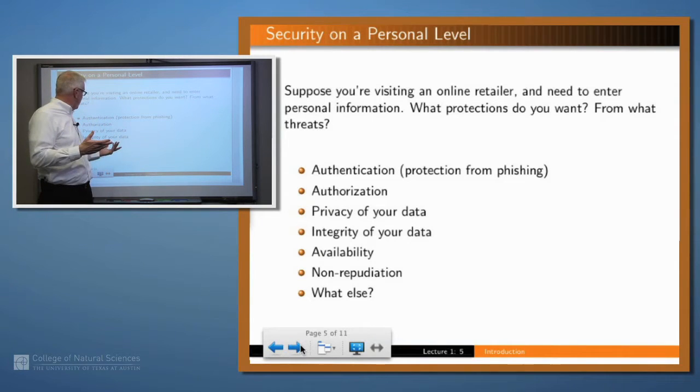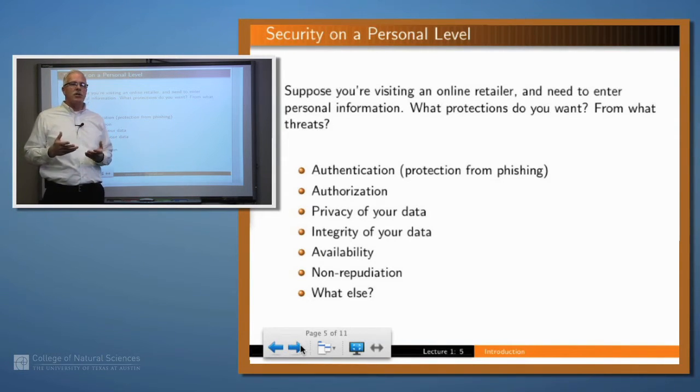But from the perspective of security, what do you want to have happen? Here are some of the things you might want. You want authentication, in the sense that you want to know that you're actually dealing with Amazon.com and not somebody who's phishing or pretending to be Amazon.com. On the other hand, they want to know that they're actually dealing with you, and the way they usually do that is by you deciding on a password and typing that in. Another thing you want is authorization. That is, you would like to know that no one else can log into your account and buy books in your name and have them sent to them and charged to your credit card.